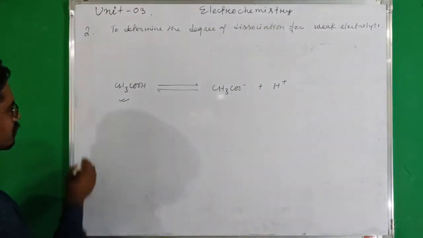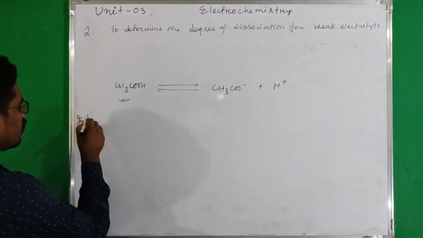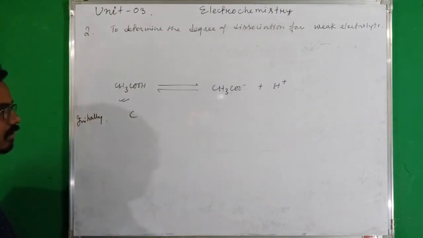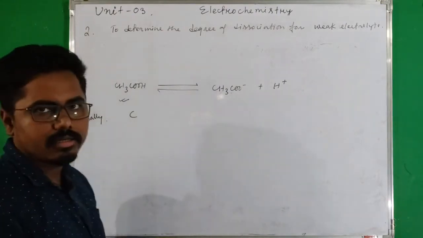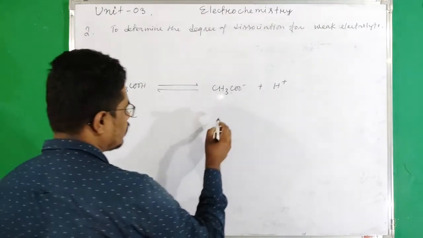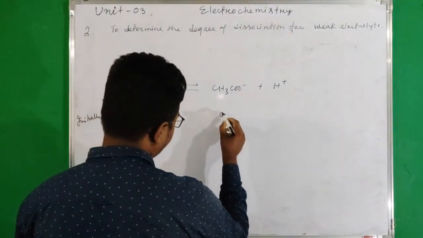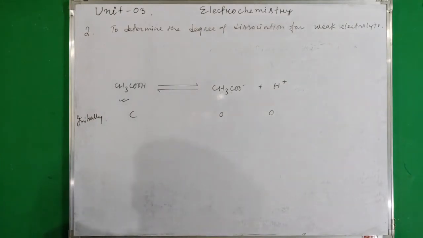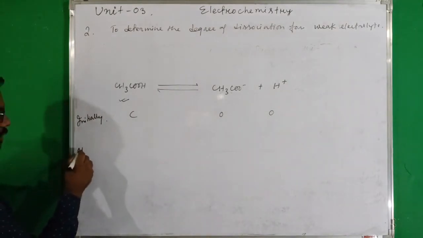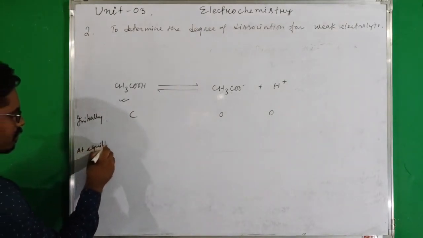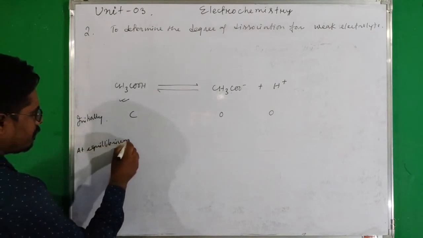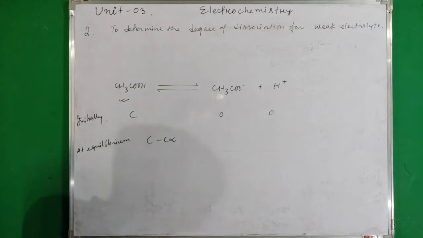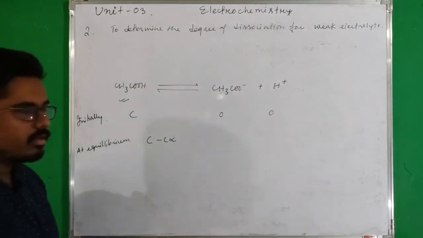Okay, suppose initially the concentration of acetic acid is C, and initially since the acetate ions and H positive ions are not formed, therefore their concentration is 0. Okay, now at equilibrium, suppose C alpha amount of acetic acid is dissociated.